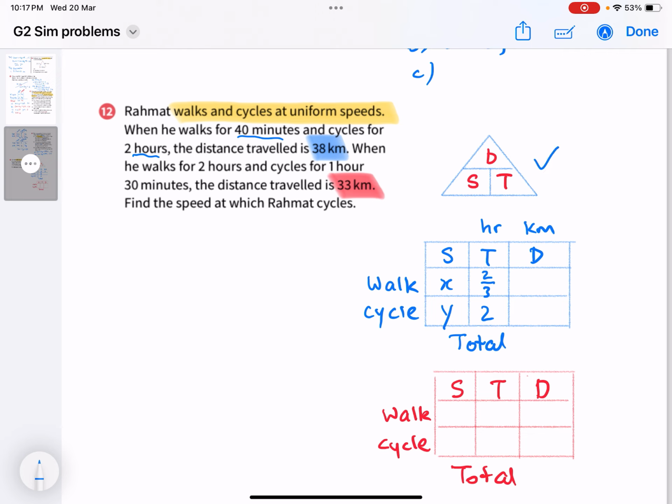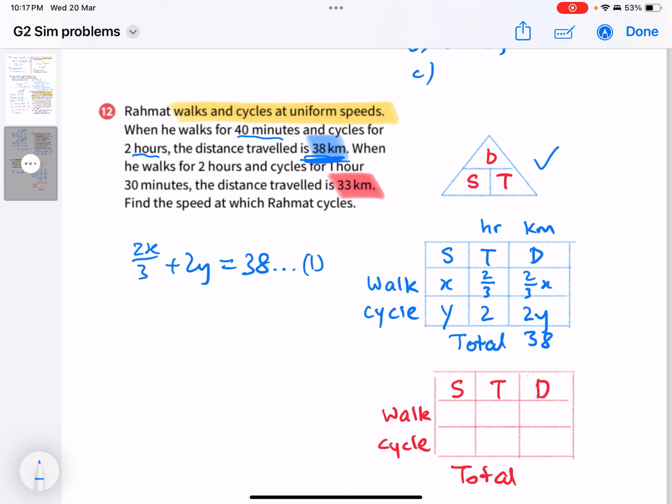So using the formula, we can find the distance: the speed multiplied by the time will give us the distance. And this is the total 38 km. So our first equation is 2/3 x plus 2y equals 38.